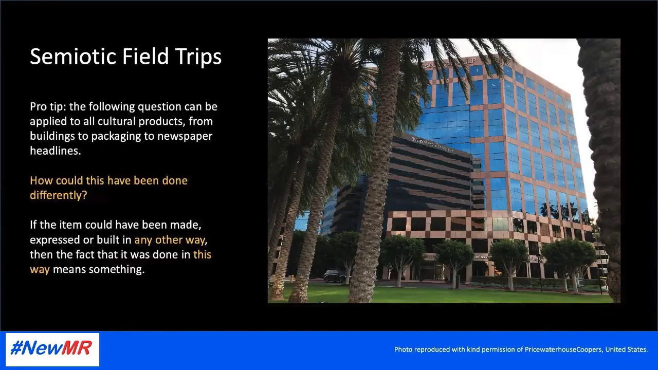Just for contrast, I'm not going to talk about this one at length, this is another photo that I took myself in Irvine in California in a business park. If you think about it, the concept of a business park is itself a bit strange. It's certainly not a product of nature, is it? It's most definitely a product of civilization.